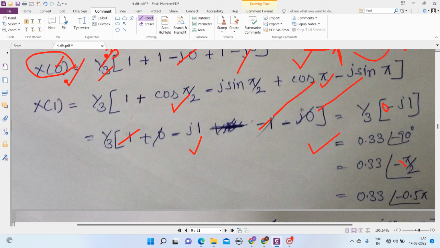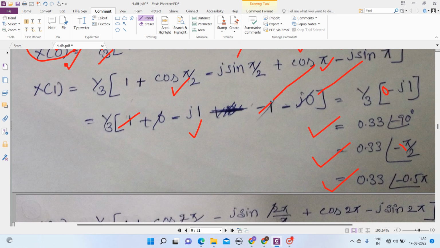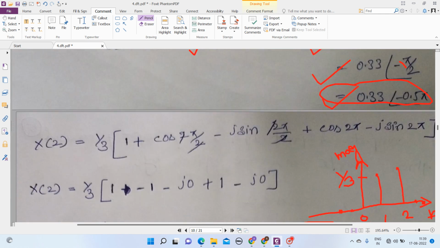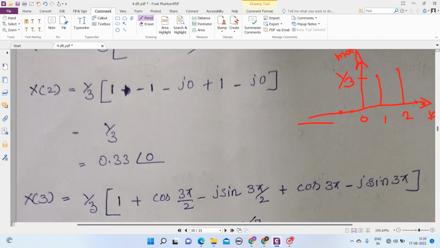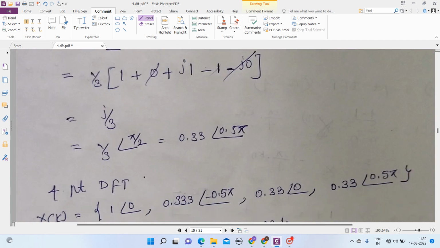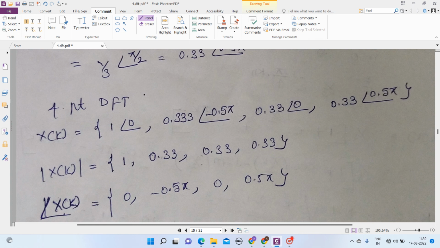You can also finalize your answer here. You can also represent the value in this format. While drawing the graph, this type of format is very useful. Similarly, calculate the value for k equal to 2 and k equal to 3. Finally you will get the 4-point DFT value of x of n. This is the magnitude, this is the phase or angle.